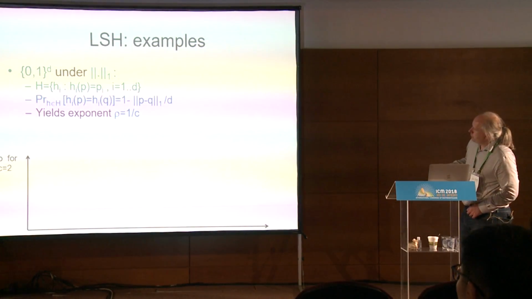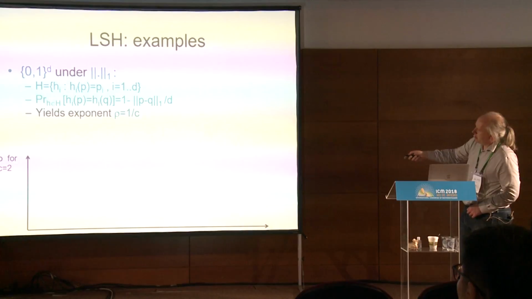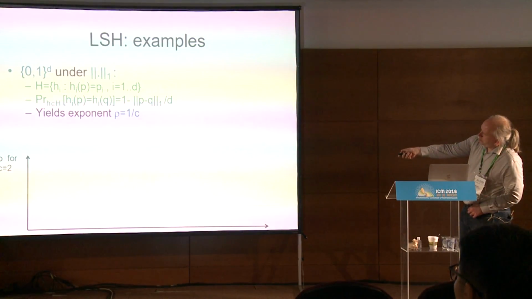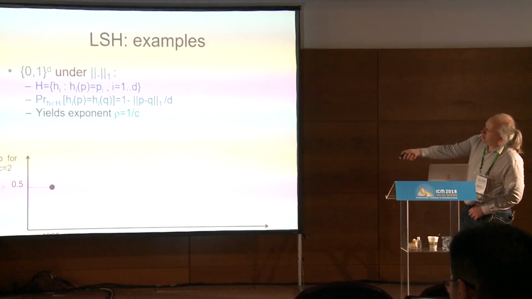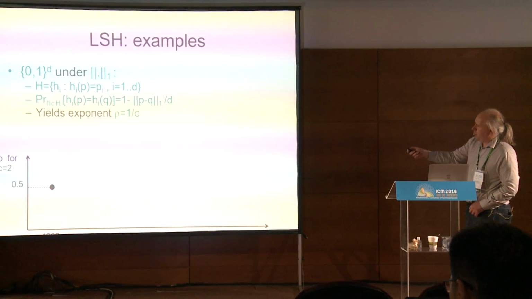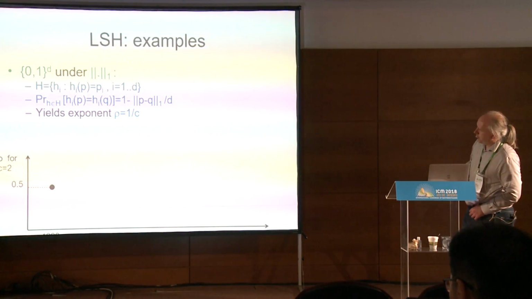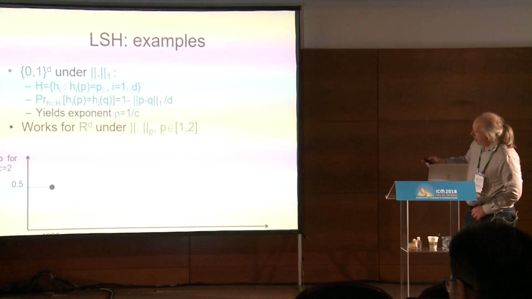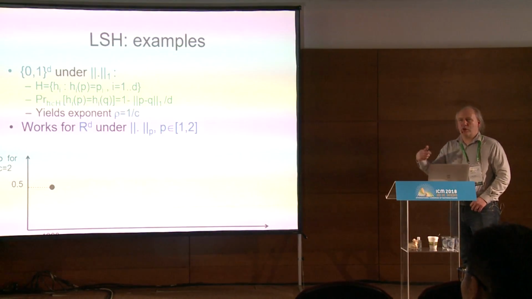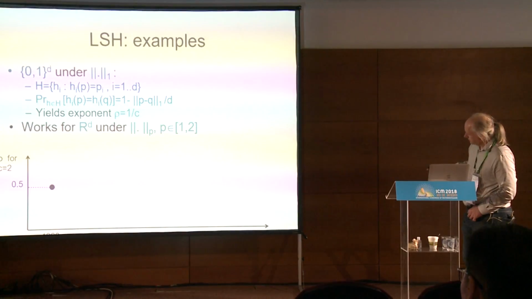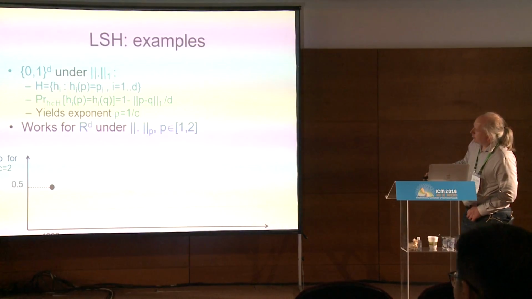So it's helpful to illustrate the running times for a particular value of approximation. You can set C equal to 2. And in this case, you get an algorithm with exponent 0.5. So you get a running time of square root of n. In fact, this approach works for general R^d under any Lp norm where p is between 1 and 2. So this was one of the first examples.